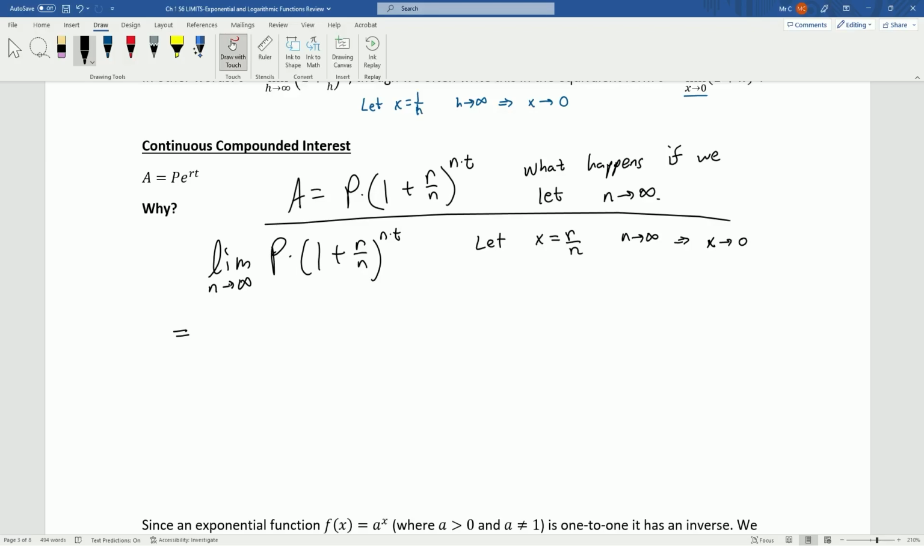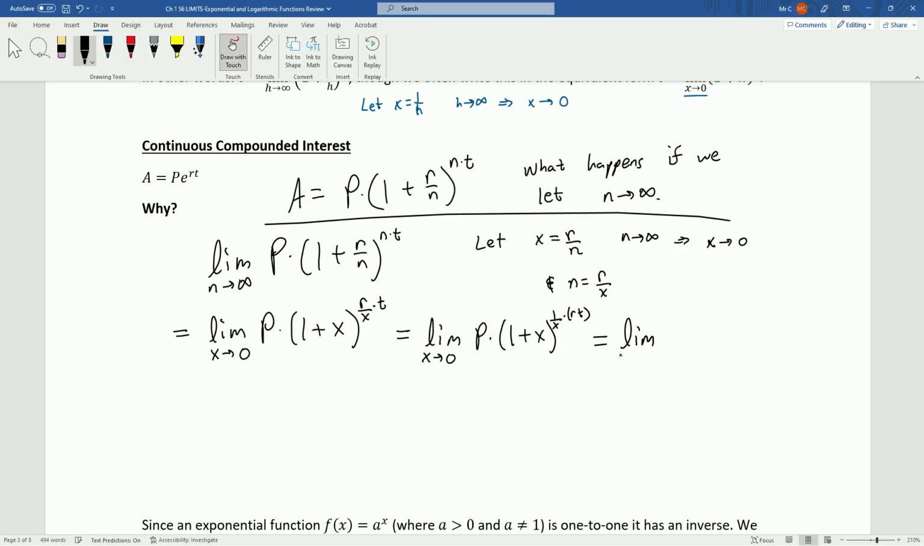So what do we get? Well, we get the limit as x goes to 0 of P times (1 + x) to the, and now we've got n times t. So let's substitute n, since we don't want the limit as n goes to infinity anymore. If we multiply n across, we get n equals r divided by x. So this is r divided by x times t. And now I'm just going to use some basic exponential laws to rewrite this slightly. So this I'm going to write as 1 over x times rt.